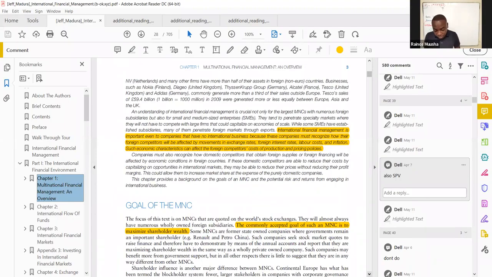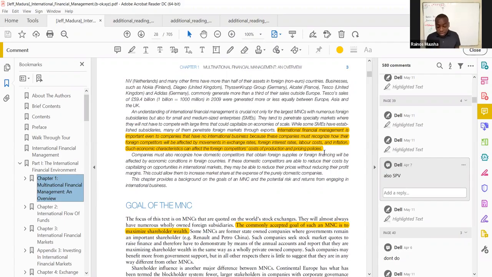I'm going through the most important section, which is the one I've highlighted here. They also say, international financial management is important even to companies that have no international business, because these companies must recognize how their foreign competitors will be affected by movements in exchange rates, foreign interest rates, labor costs, and inflation. Such economic characteristics can affect the foreign competitors' cost of production and pricing policies.